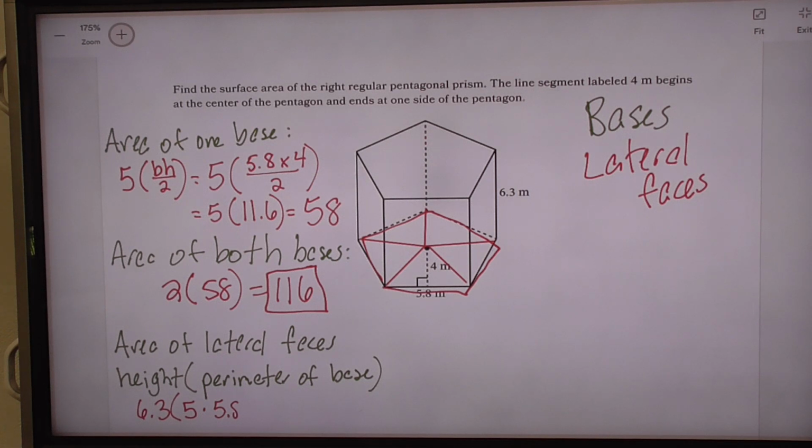Okay? So when we do that, we're going to have 6.3 as my height, and the perimeter is going to be 29.